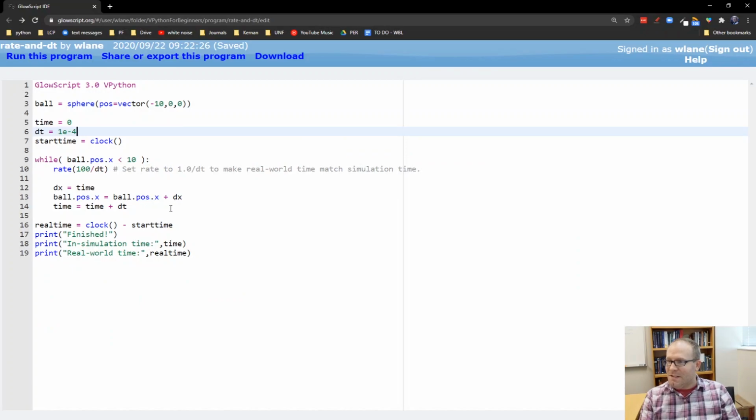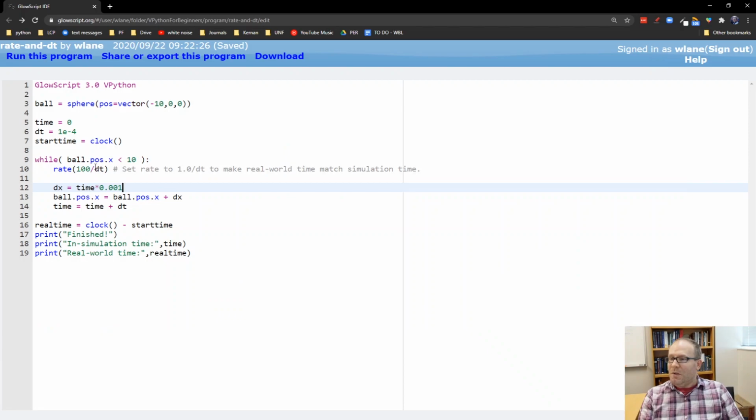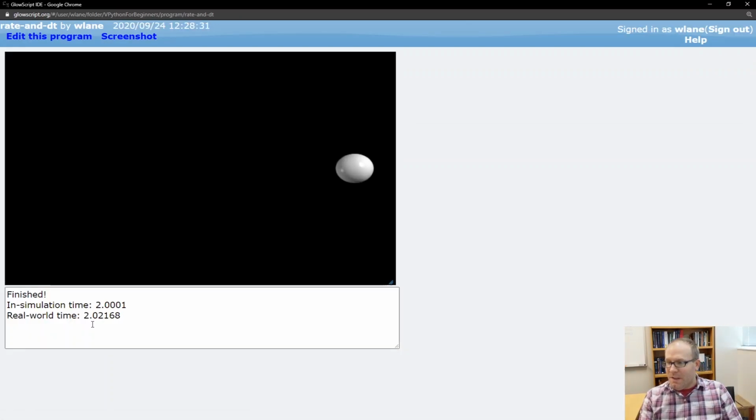Let's suppose instead I were to slow down the actual acceleration of this thing. Yeah, there we go. I mean, the simulation time is 2 seconds, the real world time is a fraction of a second. But you can relate those two using 1 over DT or some number over DT so that you've always got a consistent ratio between the simulation time and the real world time. So there is the answer. That is what the rate function does. That's all it does, it controls the speed of the animation. It has no effect on the physics, no effect on the accuracy.